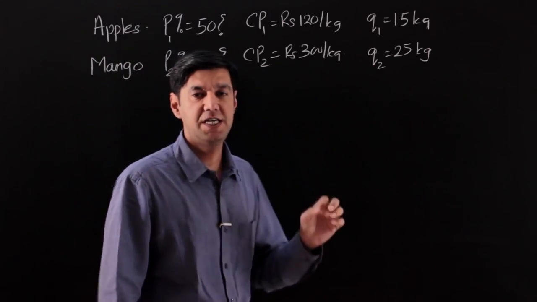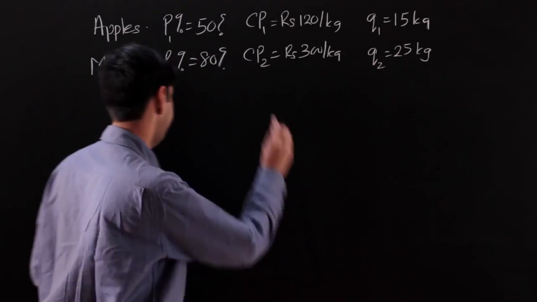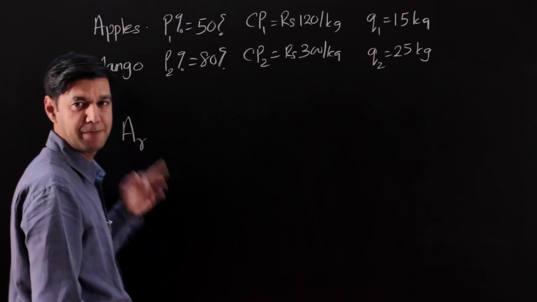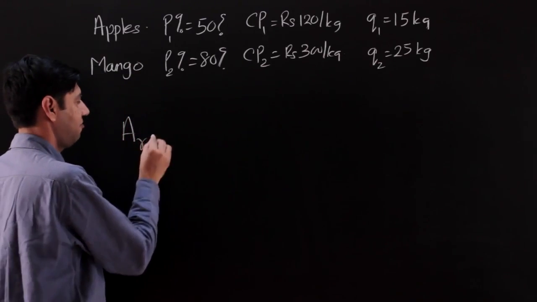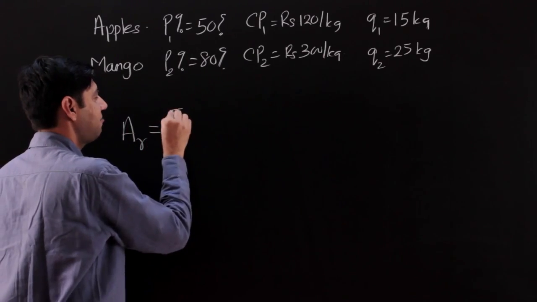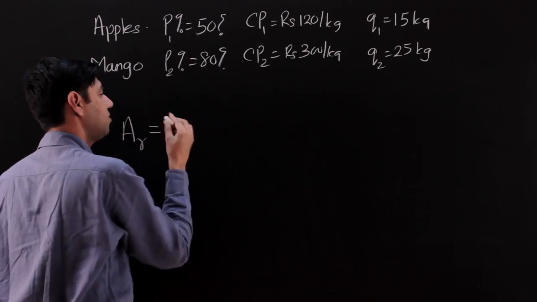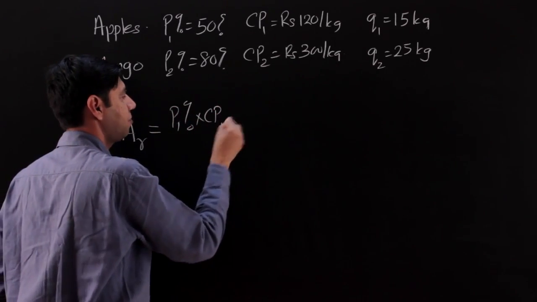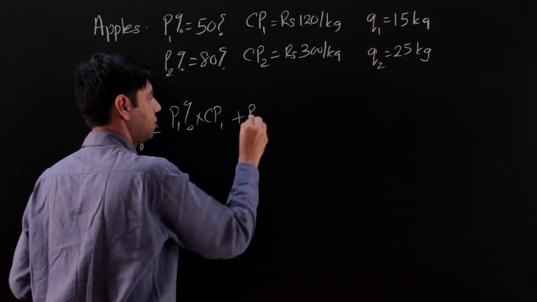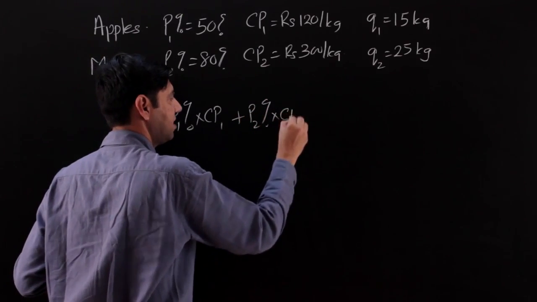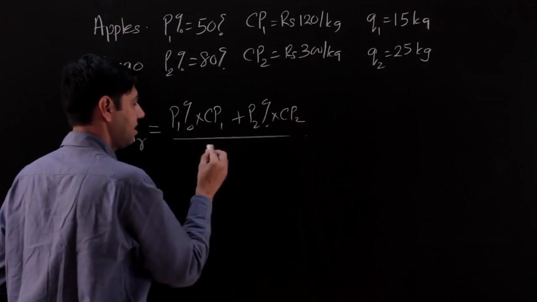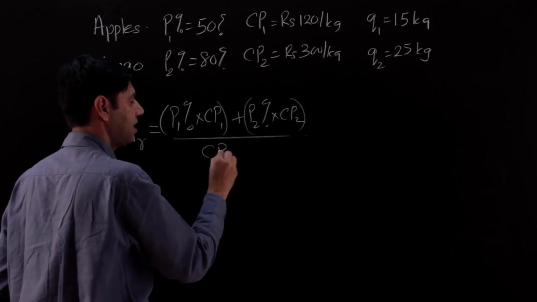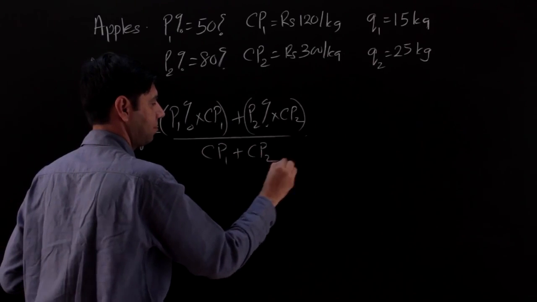If I proceed exactly as I did yesterday, I want to find the average of the apples and mangoes put together. Let's call the average profit percentage AR. Yesterday we saw if profit percentage is my A1 and A2, my weights are going to be cost price. So this is straight from yesterday, and since the weights are this, the numerator is the profit amount, so the denominator has to be the total cost amount.